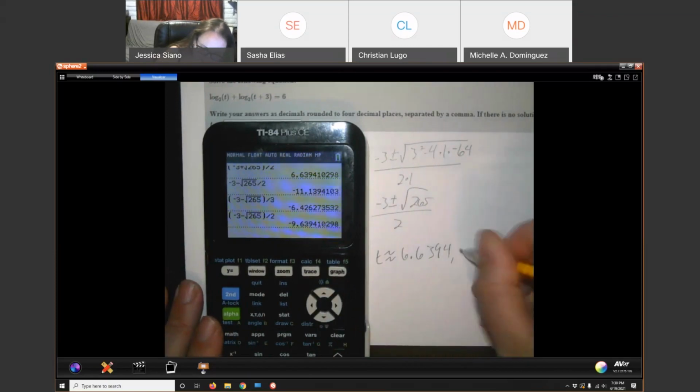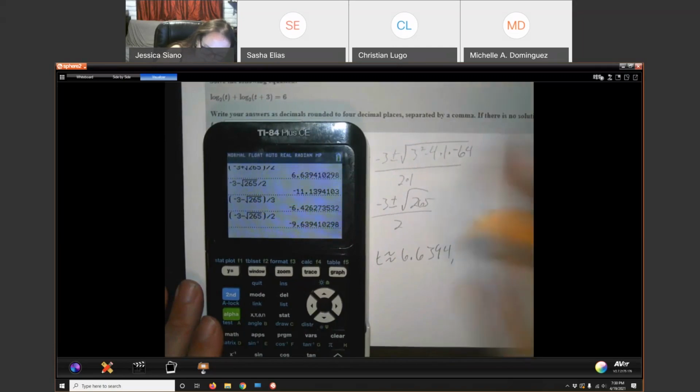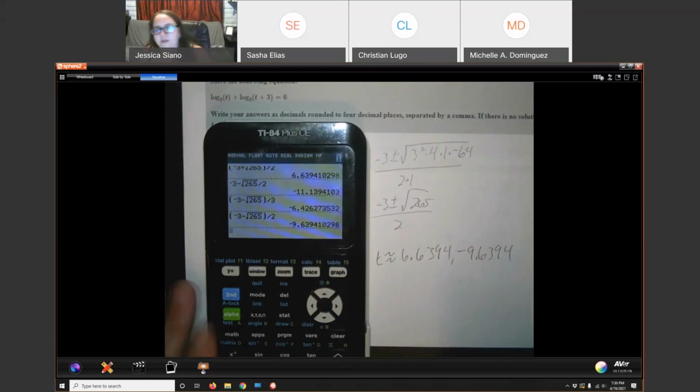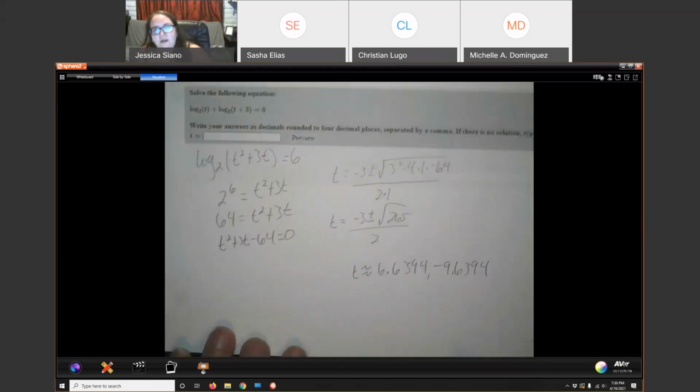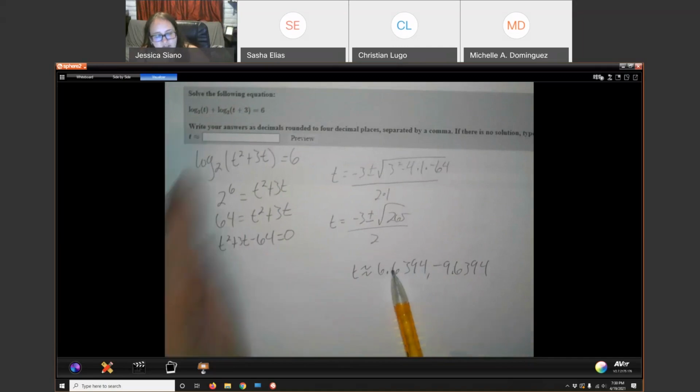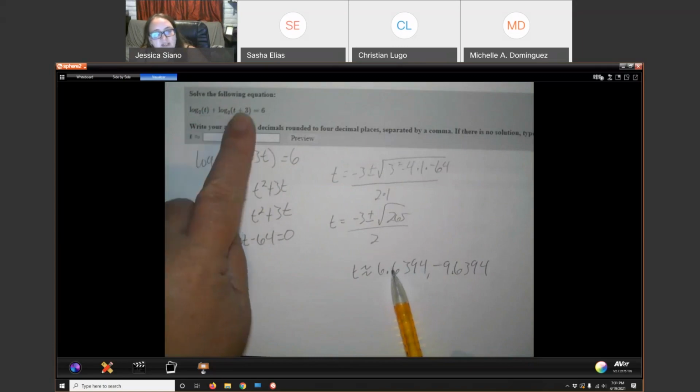6.6394, negative 9.6394. Okay. And then we have to check it. So if I plug in 6 and something more here, I'll get that same 6 and something more, which is positive. Here it would turn into 9 and something more, so that's still positive. So this answer is okay.